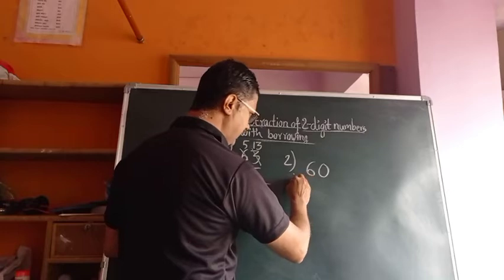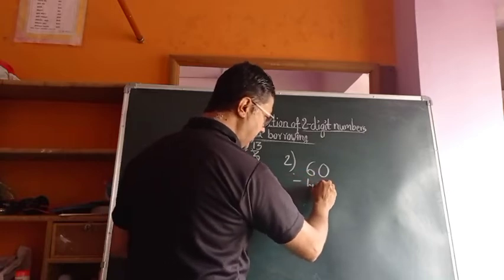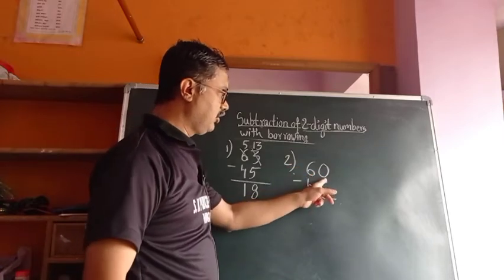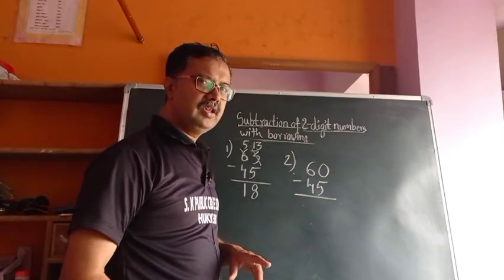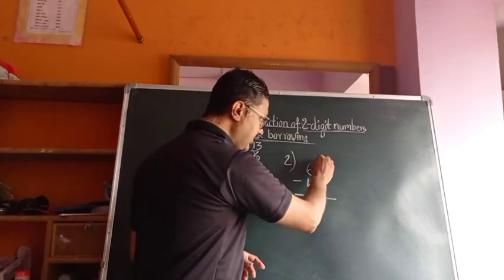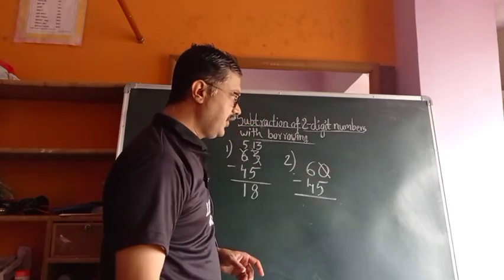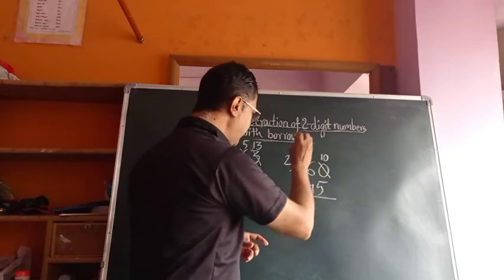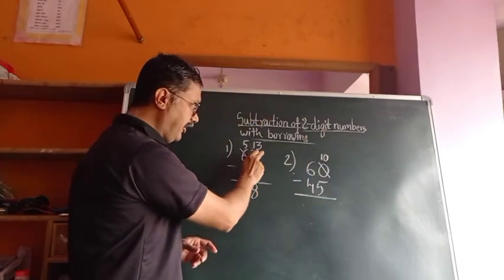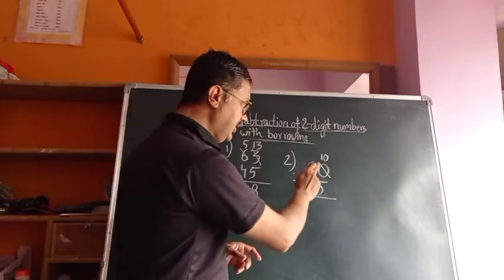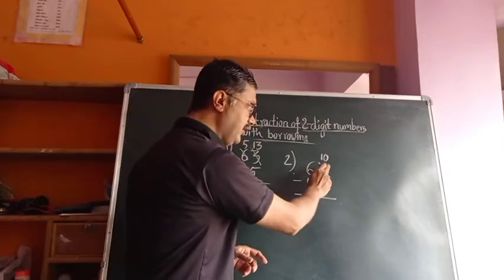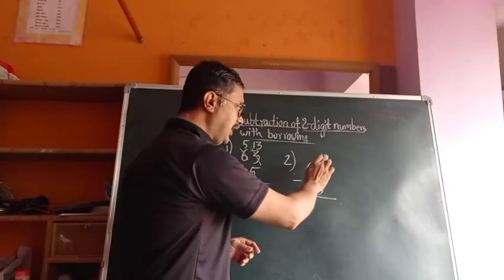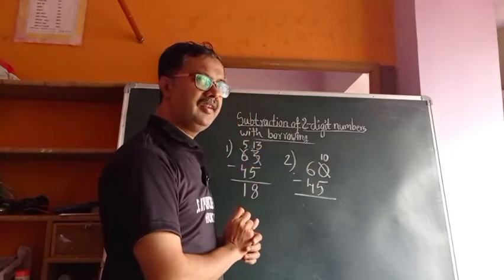60. Nothing, the same procedure you have to follow. Instead of 3 I wrote here 0. In this case, strike out this and write 10. Here instead of 3 we wrote 13. In this case 0 is there, we have to write 10. When 0 will come, at that time you have to write 10.